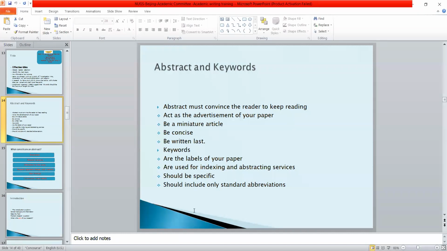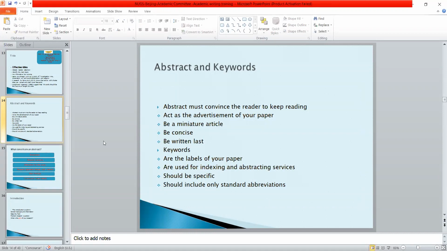Then it should include only standard abbreviations. For instance, you cannot use abbreviations that people don't know as your keyword. But if you have a standard abbreviation that everybody knows, like APP to represent applications, it is a standard abbreviation, so you can use it. But GTV, if GTV is not common and everybody doesn't know it in academia or in the world, then it is not allowed.